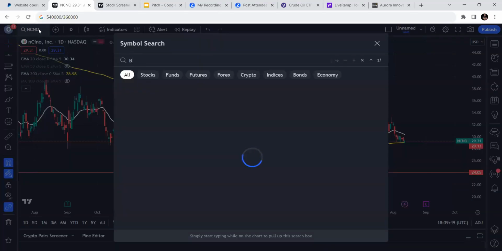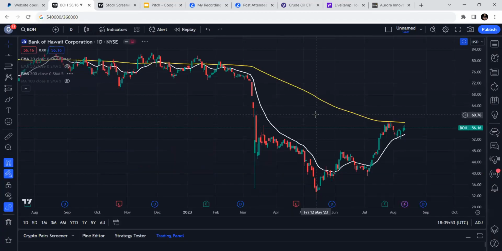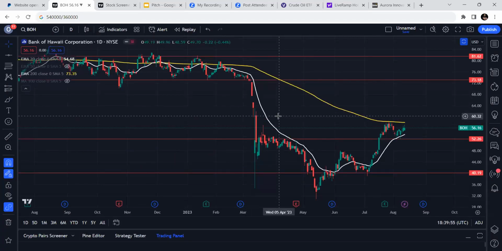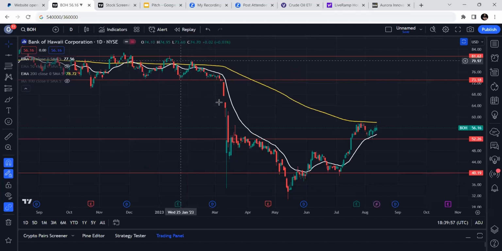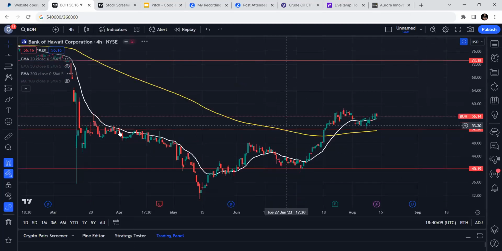So the final one is BOH. BOH is Bank of Hawaii. Now, look at Bank of Hawaii right now. From sell-off into accumulation right here, and then finally we got a breakout. Now I can drill down to my lower time frame, 4 hours. You can see where it's clearer right now.